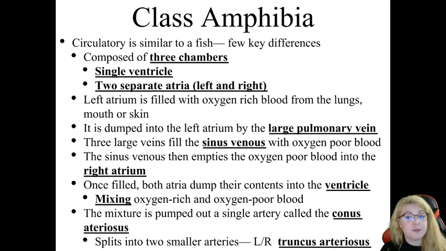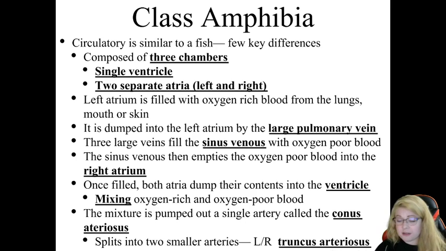Once the atrium is filled, both atria then dump their contents into the one single ventricle. This mixes the oxygen-rich blood with the oxygen-poor blood, so the blood that has a lot of oxygen and the blood that does not have a lot of oxygen. This mixture then gets pumped out one single artery that's called the conus arteriosus, which then splits into 2 smaller arteries called the left and the right truncus arteriosus.